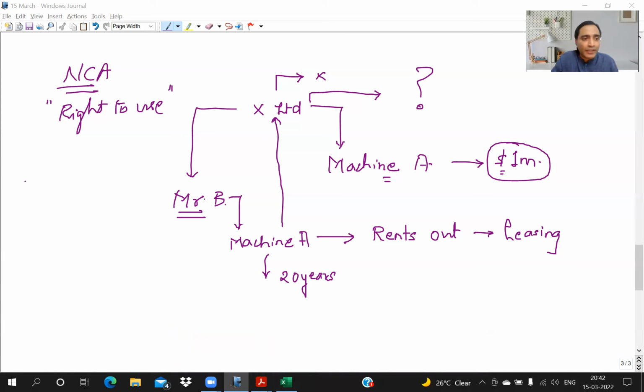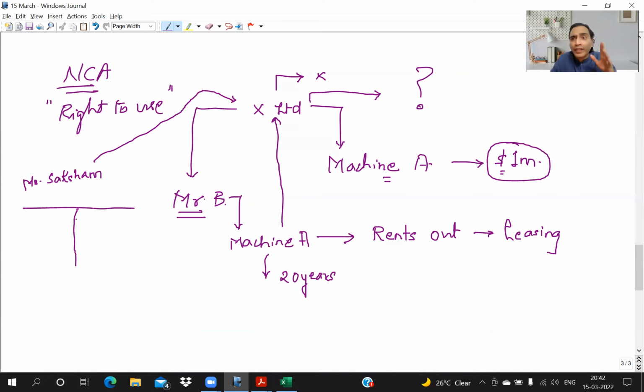Okay. Now, Mr. Saksham, he wants to invest in X Limited. He's an investor. He takes a look at the financial statements of X Limited. What do you think he will expect? Should he expect to see this machine on the asset side of the balance sheet? Answer is, of course, yes. You will expect it, right?